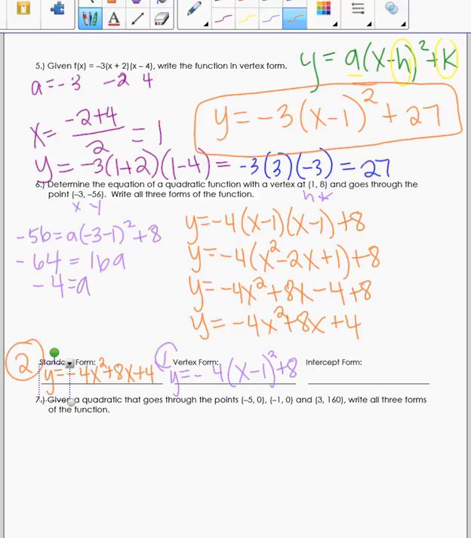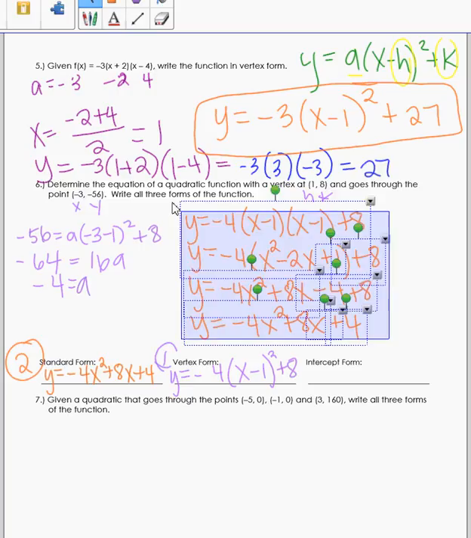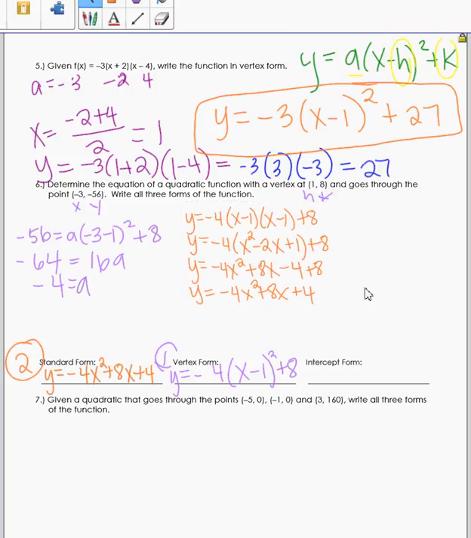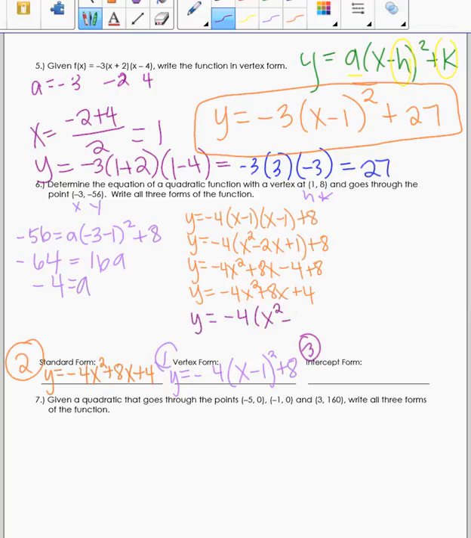Last but not least, getting near the end, you're almost done with this. We need to do factored form. So in factored form or intercept form, remember they're interchangeable. I'm going to give myself a little bit more room here. We just need to factor it, so we're going to do that last. So I'm going to say, okay, y equals negative 4 times x squared minus 2x minus 1 when you take out a GCF.